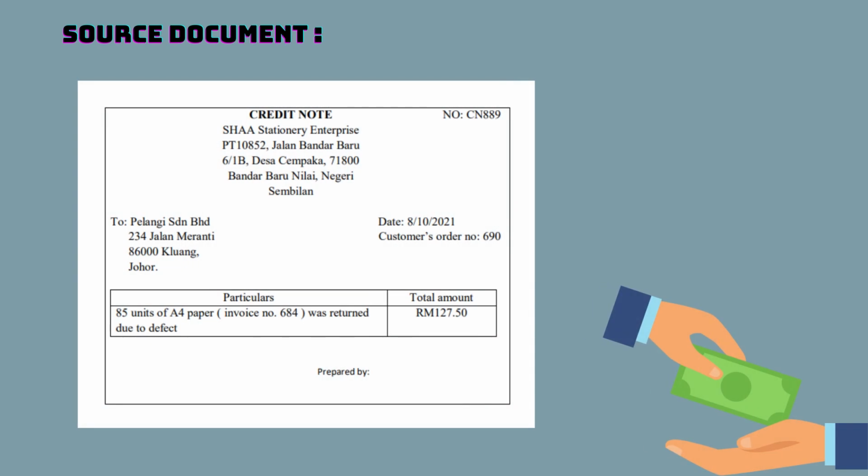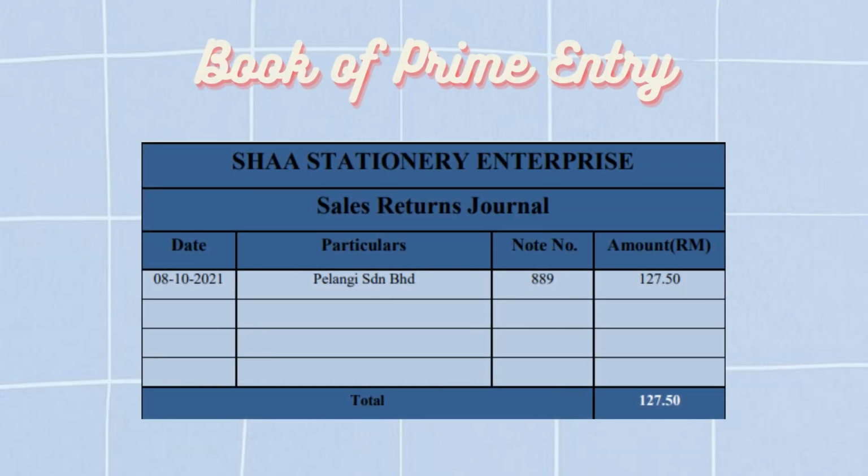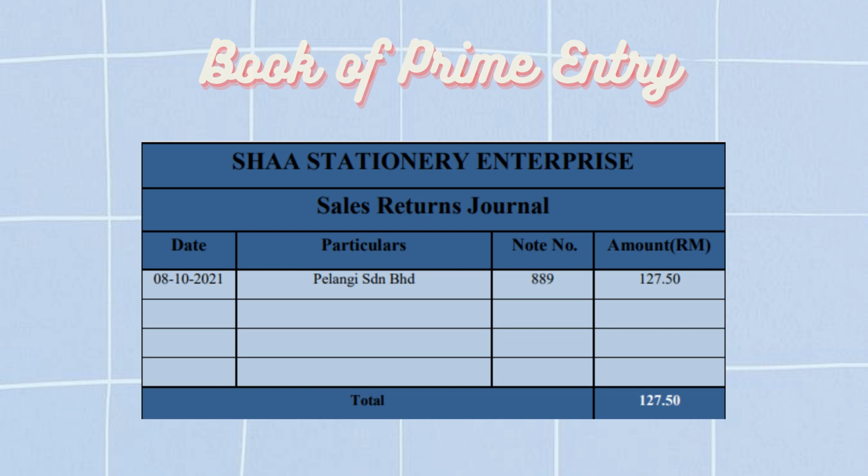It is normally issued by the supplier to the customer. The credit note contains the date, description of item, total value of reduction, and the name of the person in charge. Book of prime entry. Shah Stationery will record the return of goods by the customer Pelangi Sdn Bhd on 8 October 2021 into the sales return journal.